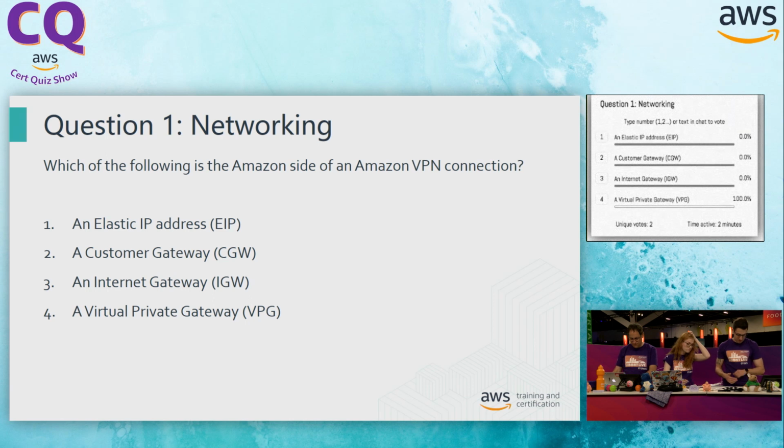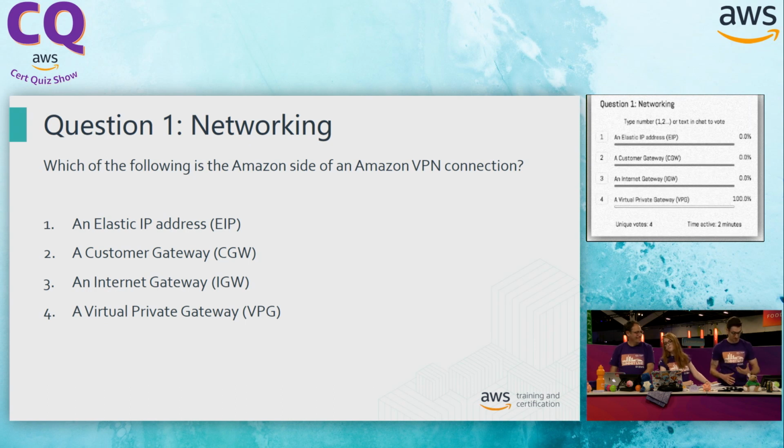Option two, a customer gateway. Now, a customer gateway is absolutely going to be part of that Amazon VPN connection. That's on the customer side. But if we reference back to the question, we're not looking for the customer's environment. We're going to be looking for the Amazon environment. There's that tip again, right? The clue's always in the question. While it's related, we've got to skip it.